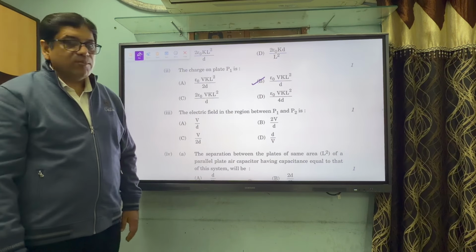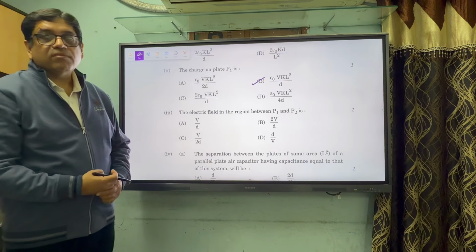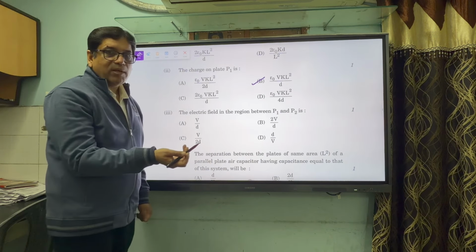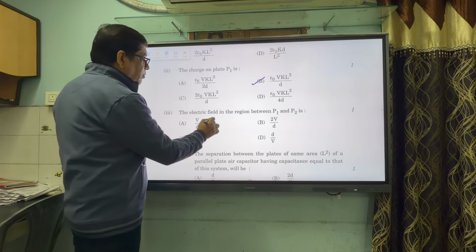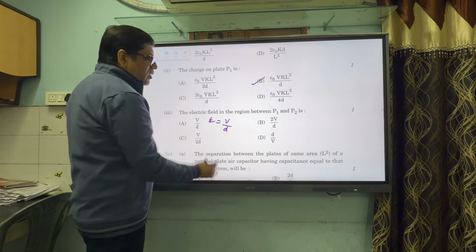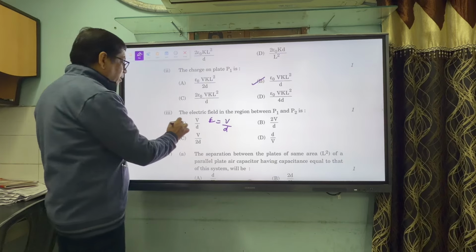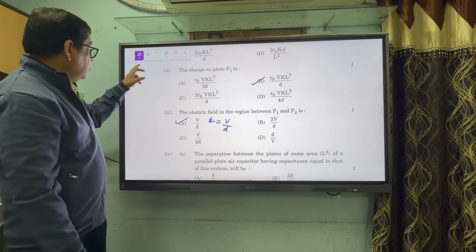What will be electric field between P1 and P2? Electric field, उसका potential difference तो पता है. Each कैपेसिटर both parallel में दोनों वोल्टेज सेम है. V, electric field is V by D obviously. Both will have same voltage because दोनों कैपेसिटर parallel में लगे हुए हैं. इसलिए इसका आंसर रहेगा A part.